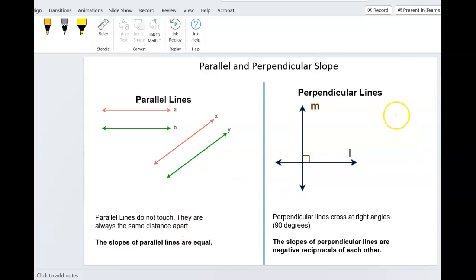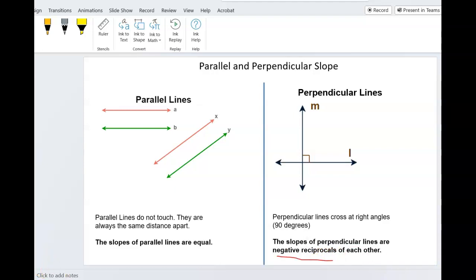On the right-hand side, we have an example of perpendicular lines. They are lines that cross at a 90-degree angle or a right angle. This one's the new piece. So the slopes of perpendicular lines are negative reciprocals of each other. So we're going to go over that and what a negative reciprocal is.